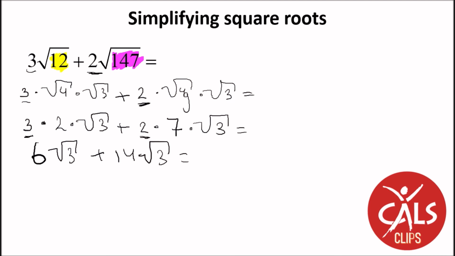And now we have two things that we want to add, and we have to take a look if they have the same number underneath the square root, and they do. 3 and 3. So we can add them. 6 plus 14 is 20. So the answer is 20 square root of 3. So this calculation can be done if we first simplify both square roots and then we can add them.